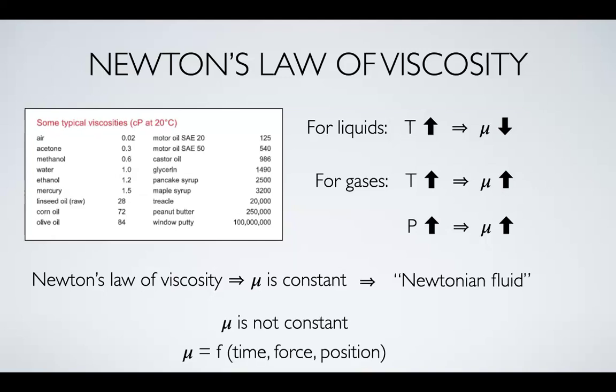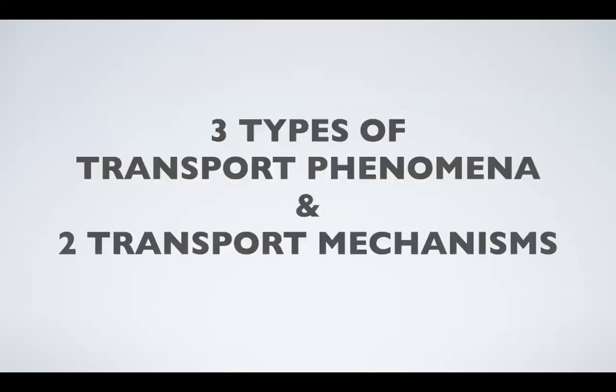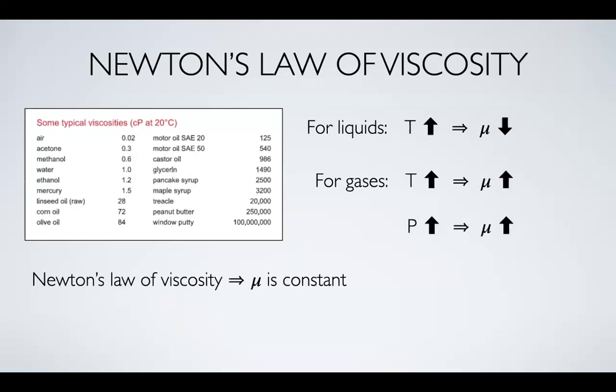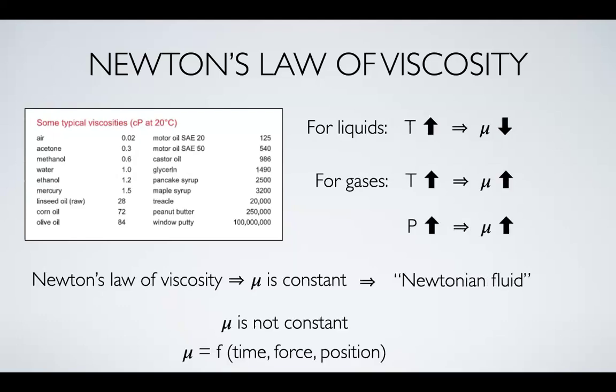But if the viscosity is not constant, or I say that it's changing with time, force, or position, this type of fluid is called a non-Newtonian fluid. Sorry, non-Newtonian fluid. You might have heard these words before. What kind of fluid is a Newtonian fluid? Can you give me some examples?